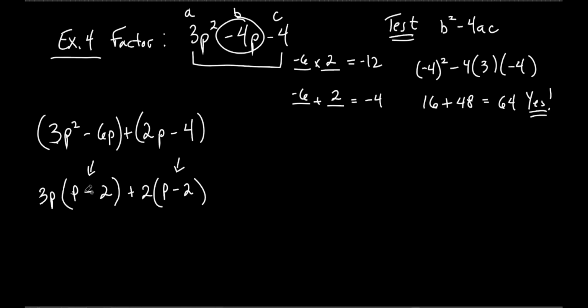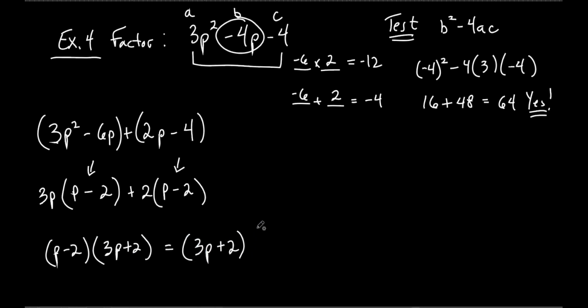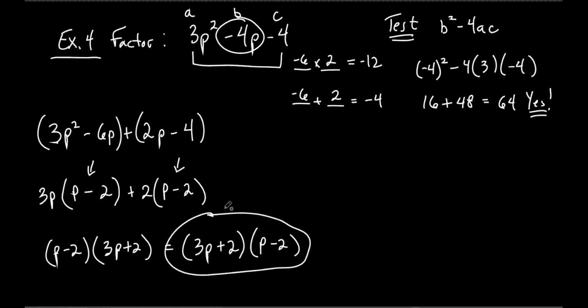Now, what's true? What can I do with both of these? I can factor out this common factor of p minus 2. So factor out p minus 2. What am I left with then? 3p plus 2, and that's your answer. If you wanted to, most likely they'll probably write it like this, 3p plus 2 times p minus 2. It's the same exact thing. I would circle that, and then that's your answer right there.